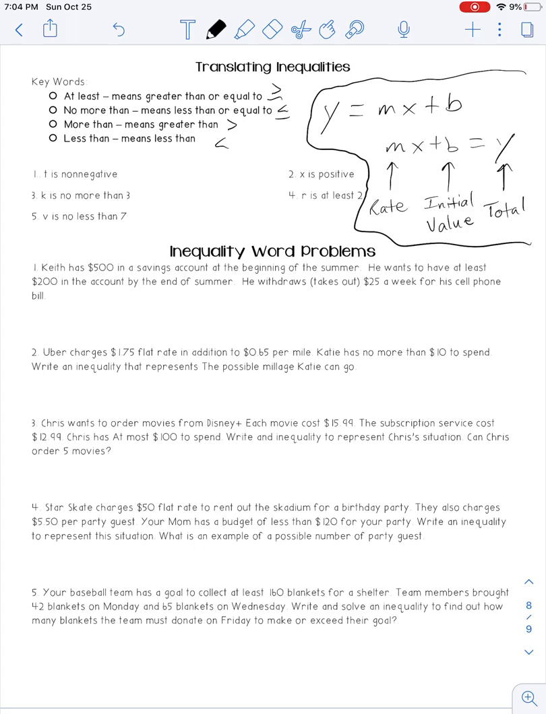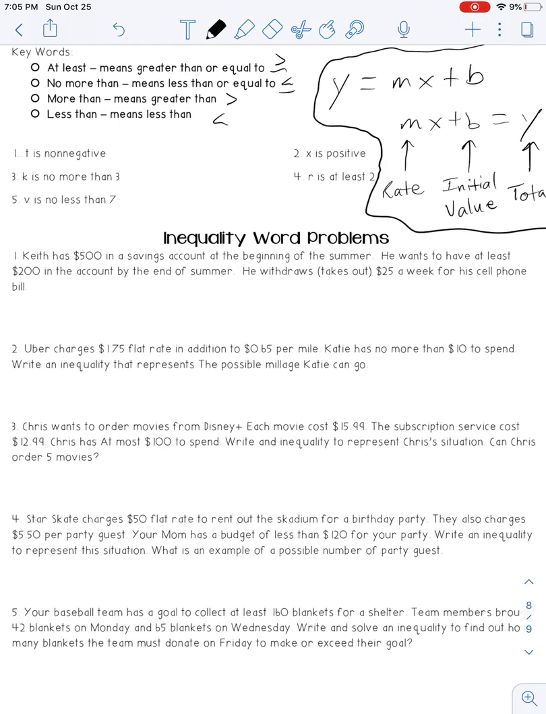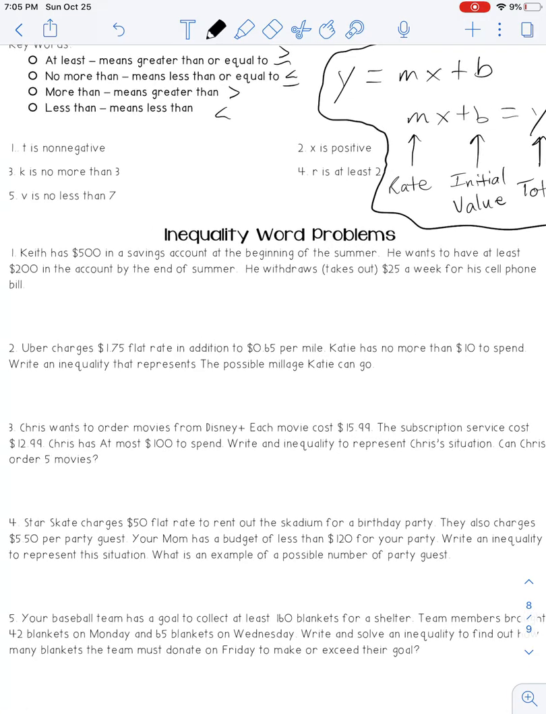Now, the mx is where the number that's going to be the rate in your problem. The b is always your initial value or your starting point, and then y is your total. All right? So let's go ahead and get through it. So number one, I'm going to blow it up just a little bit. Keith has $500 in a savings account at the beginning of the summer. So at the beginning of the summer, that should kind of be a hint that might be an initial value. All right, so let's read on.